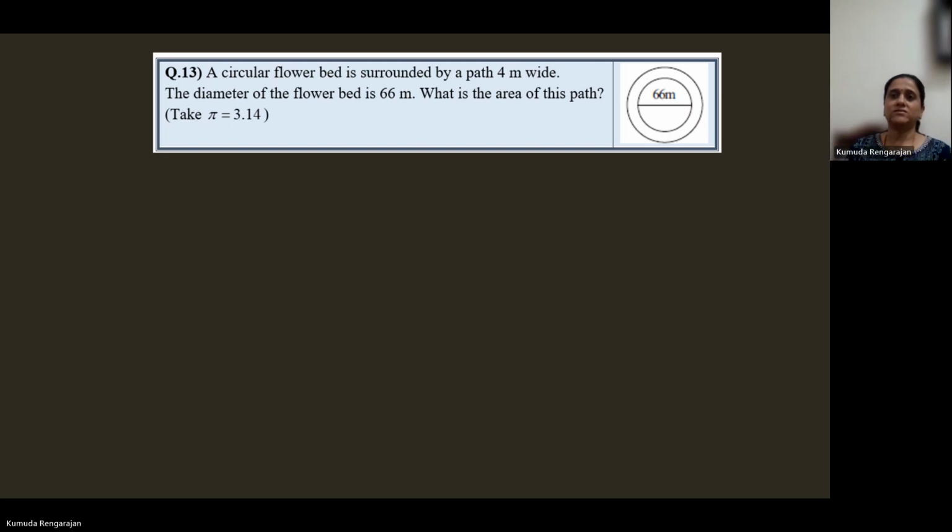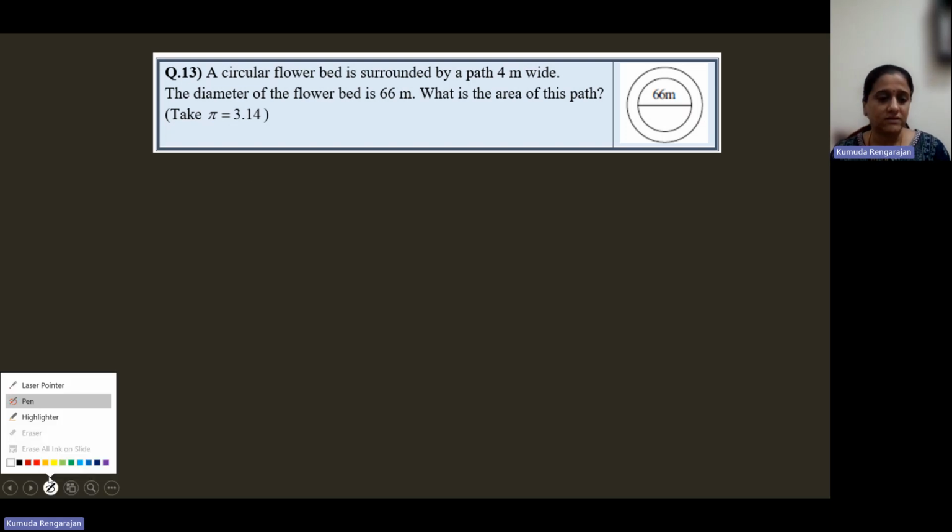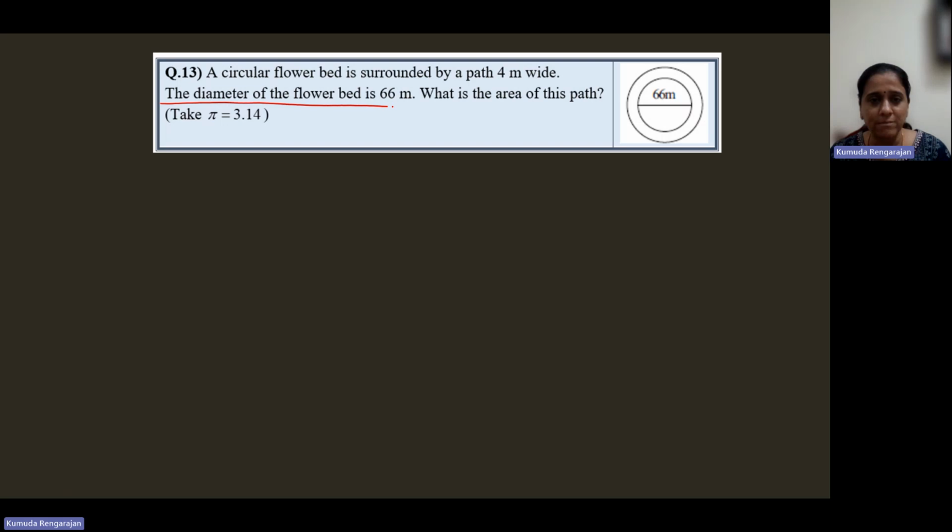Okay. This is the next question. A circular flower bed is surrounded by a path 4 meters wide. The diameter of the flower bed is 66 meters. What is the area of this path? Okay. Now we need to understand which circle represents the flower bed and which is the path. It's very clear here that the diameter of the flower bed is 66.